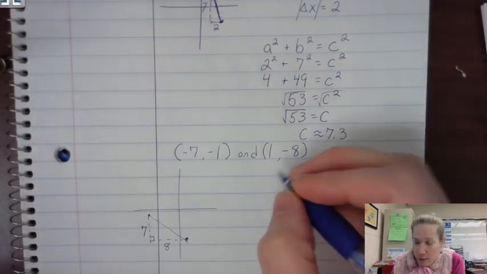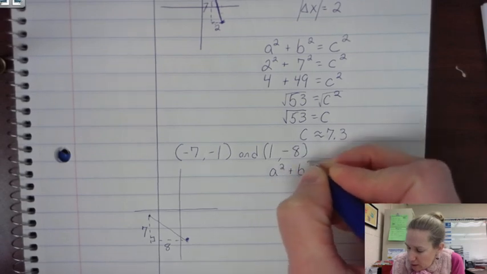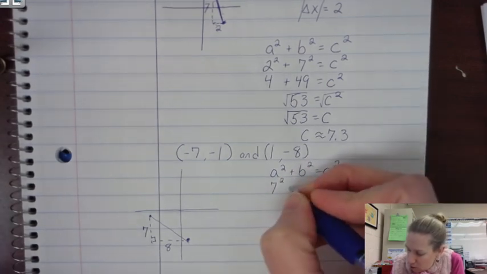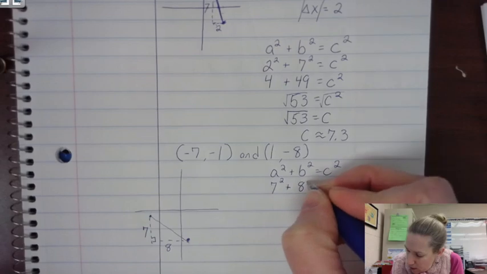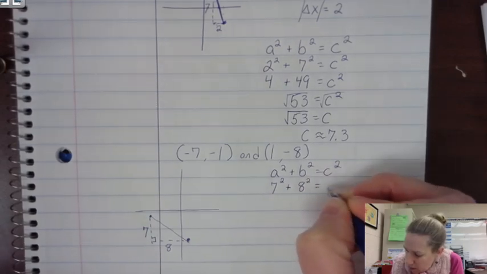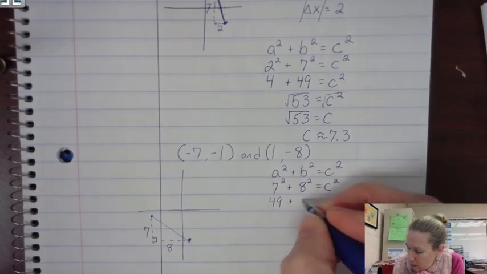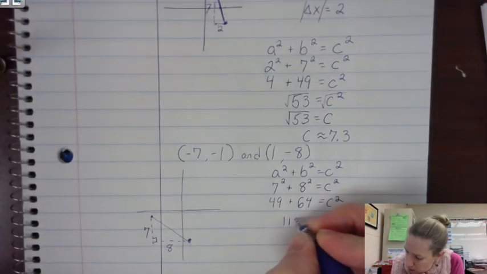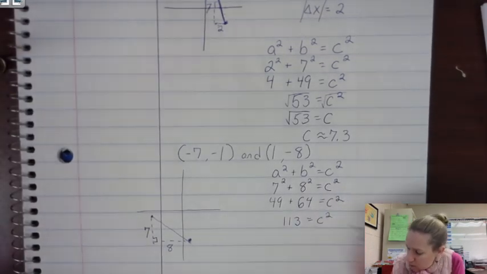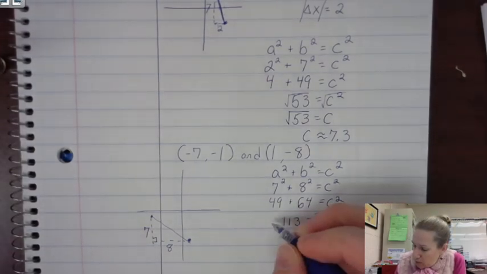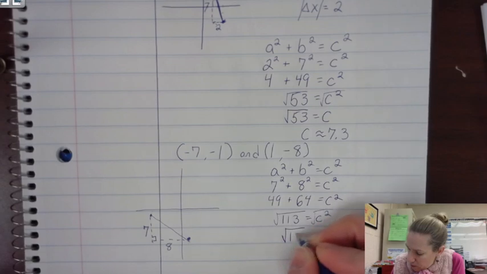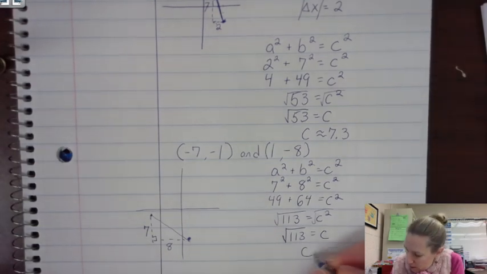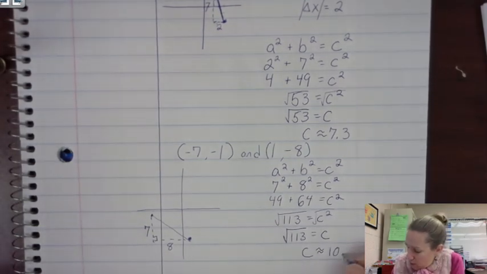We're still going to use the Pythagorean theorem, so a squared plus b squared equals c squared. A squared is going to be 7 squared. I typically always choose the smaller of the legs to be a. So 49 plus 64 equals c squared. So we have 113 equals c squared. Once again, we'll take the square root of both sides. Square root of 113 equals c, and c is approximately 10.6.